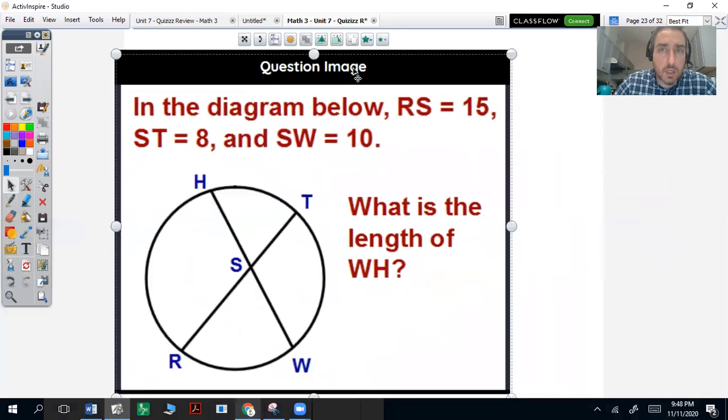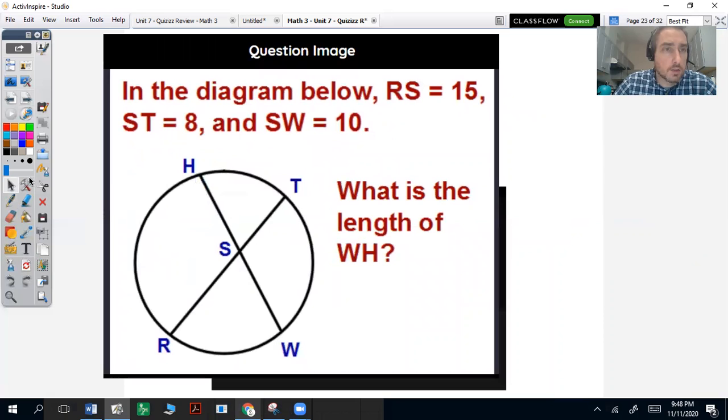So in the diagram below, try to work this out on your own. Again, write it out, label it. Anytime you have a picture on a screen, it's always good to draw it out so you can label on there and work with that picture, because it's very nice to diagram things if you can. So we have RS is 15. I'm going to go ahead and put a 15 there. We have ST is 8, and we have SW is 10. So we want to know, what is the length of WH?